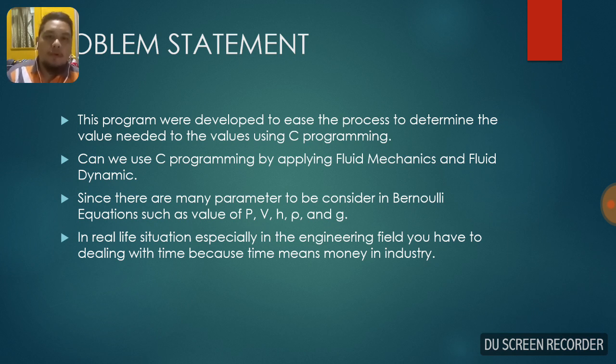Next, we can use C programming by applying fluid mechanics and fluid dynamics. And since there are many parameters to be considered in the Bernoulli equation, such as the values of P, V, H, rho, and G, in a real life situation, especially in engineering fields, you have to deal with time because time means money in industry. So instead of using the manual way, like calculating a certain equation, you can just use your programming software and just plug in the values, and you will get the answer.